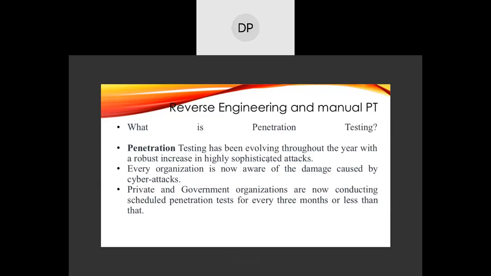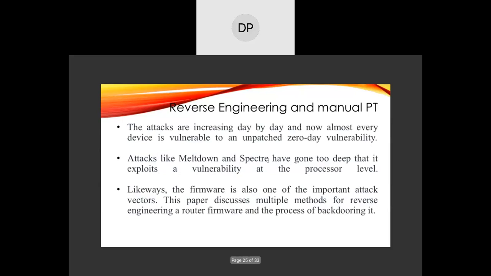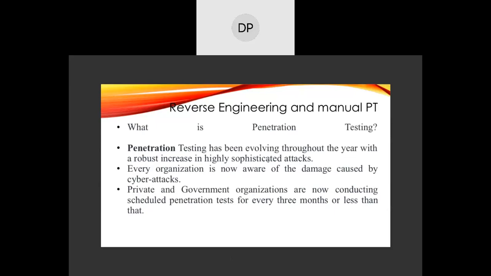Pen testing has been evolving throughout the years with a robust increase in highly sophisticated attacks. Every organization is now aware of the damage caused by cyber attacks, and private and government organizations are now conducting scheduled penetration tests every 3 months or less. So they assign their red team to penetration tests to check whether our system is up to date or not. If the red team succeeds, then they will inform the blue team or white team to defend it. Blue team to defend it and ethical hacker, white team, to patch it.